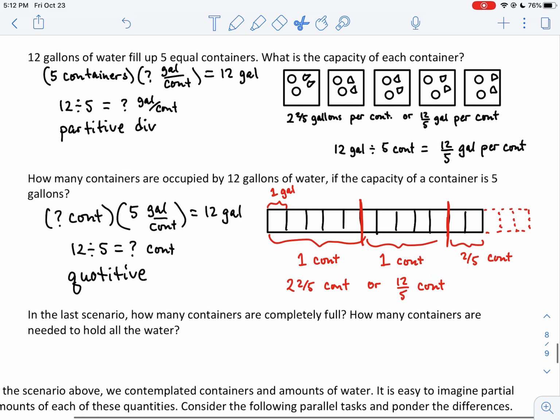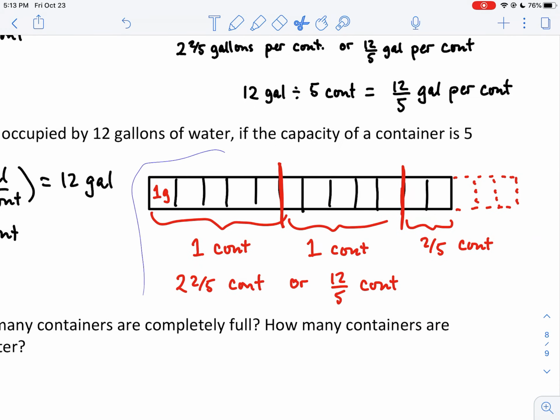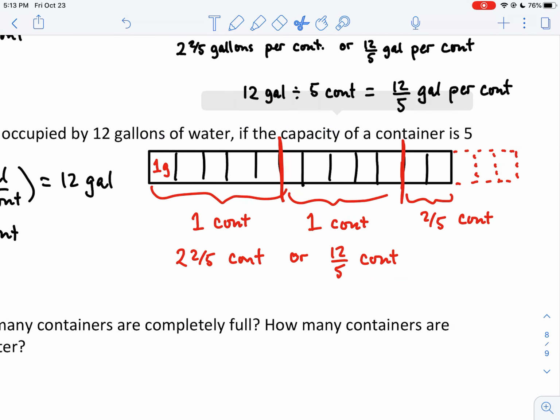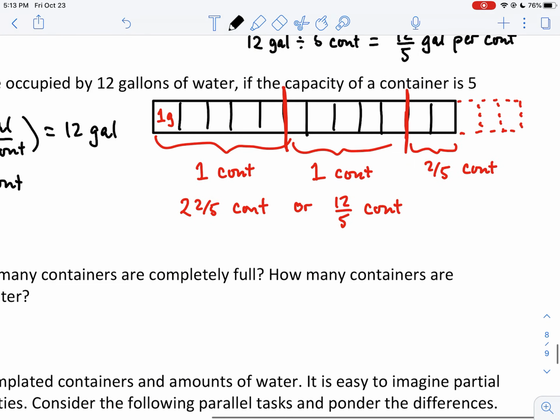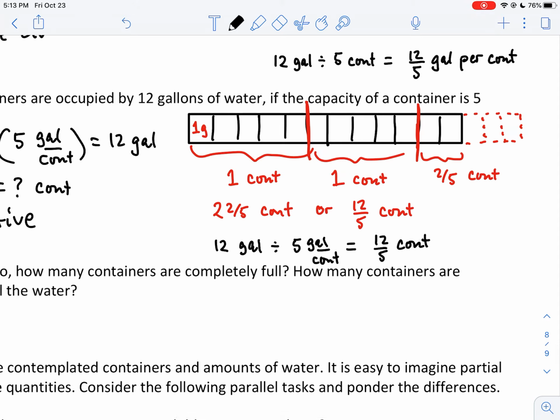Okay, I've kind of run out of space here because I want to make one last final statement. Let me say that this box is 1 gallon right there. Then I'm going to raise all this up to give myself a little bit of space to write the final statement, and that is a division statement. We had 12 gallons to begin with, and we divided that by 5 gallons per container, and quotitive division tells us that we get 12/5 containers needed, or filled by the 12 gallons.